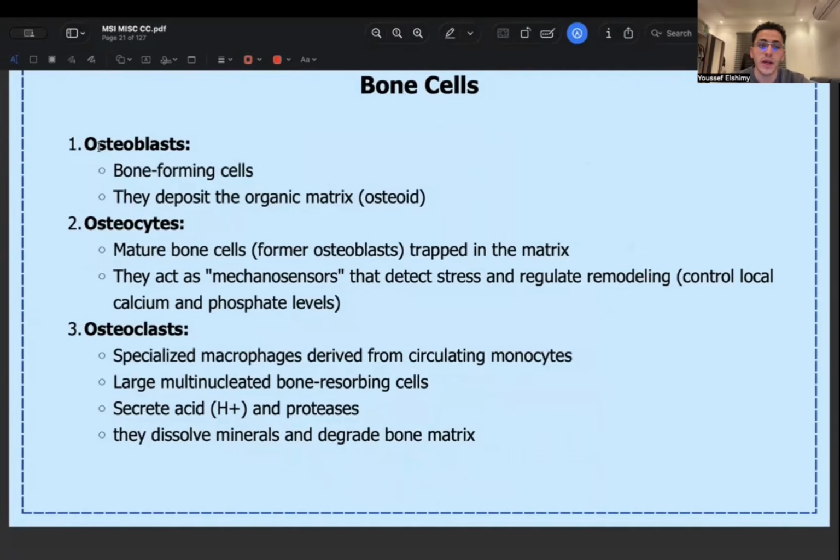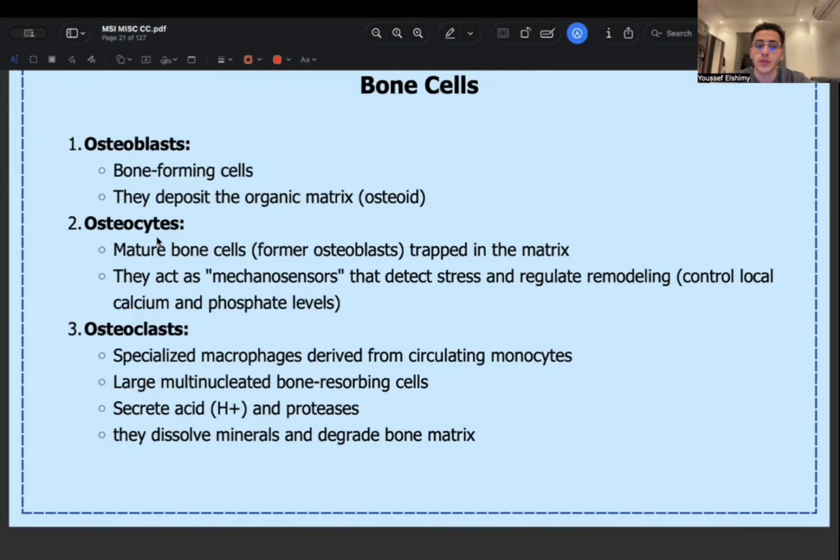Moving on to bone cells, we have three main types of bone cells. We have the osteoblasts, we have the osteocytes, and we have the osteoclasts. Starting with the osteoblasts, they are the master cells. They are the bone forming cells. They form bones by depositing the organic matrix. And the first bone that is laid is called the osteoid.